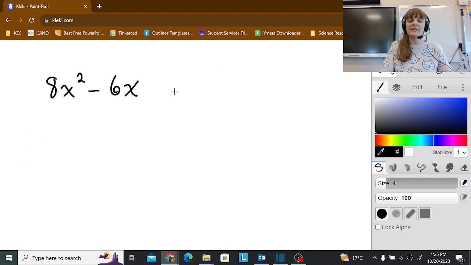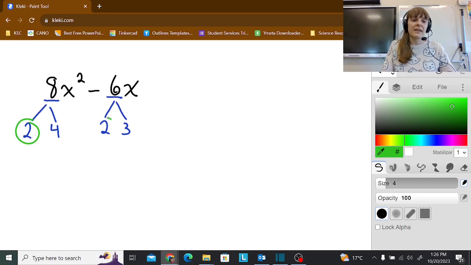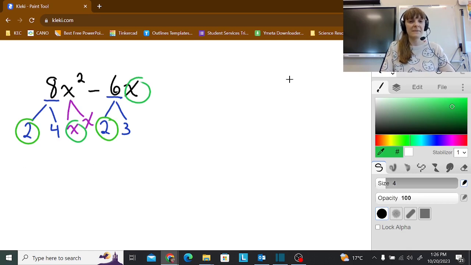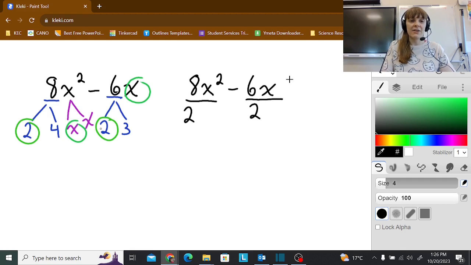So the first thing we want to do is break these up into our common factors. So let's start with our 8 and our 6 here. We're going to break these up. 8 becomes 2 and 4, and 6 becomes 2 and 3. So we can see that our common factor is 2. And now let's take a look at our x's here. So this broken up becomes x and x, which means that our common factor is x. So let's write it all over here again. So we have 8x squared minus 6x. What we're going to do is go ahead and divide both of these by our common factor of 2 and our common factor of x.